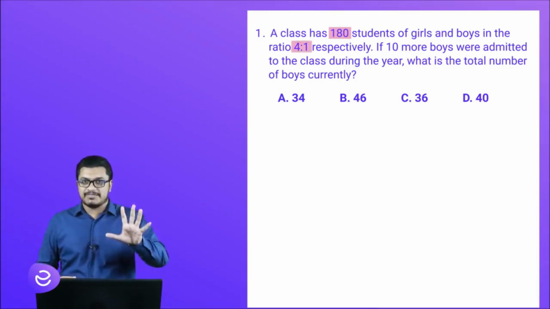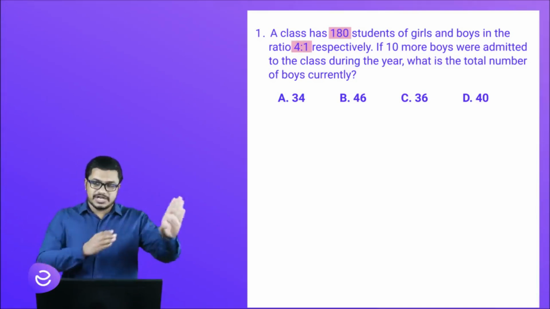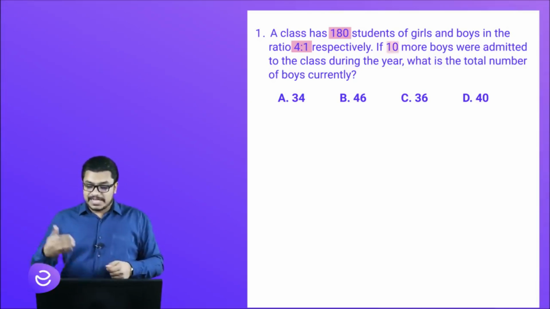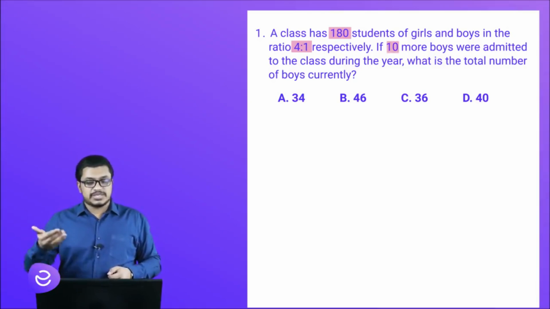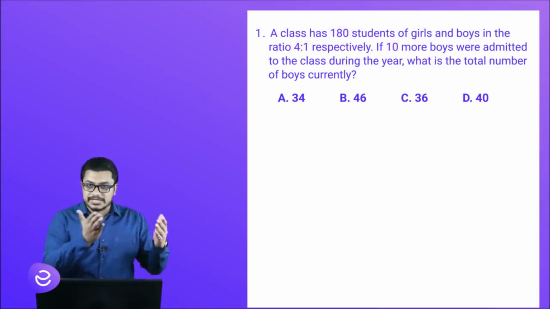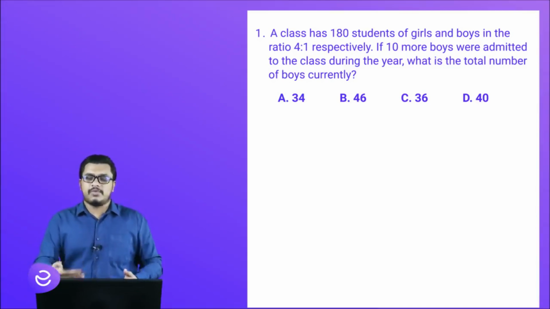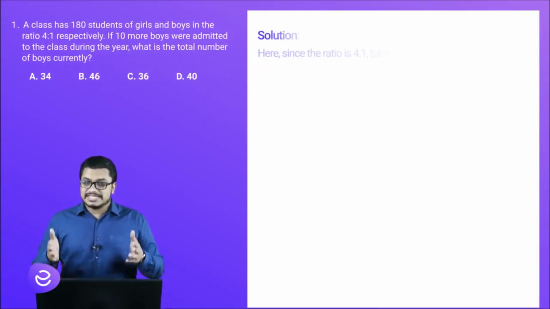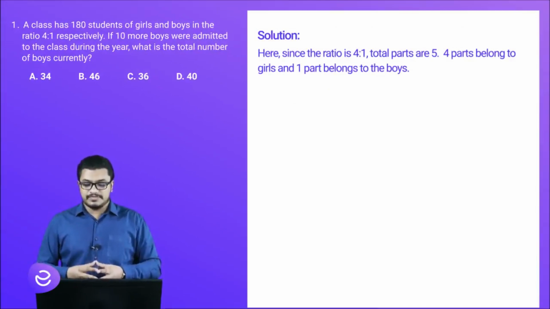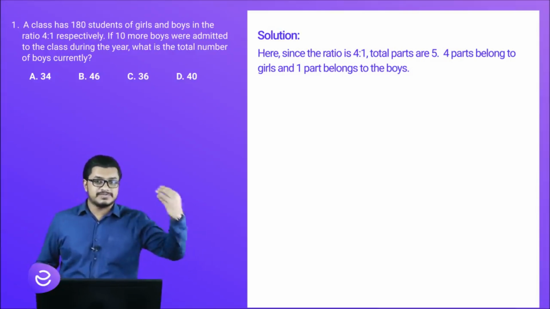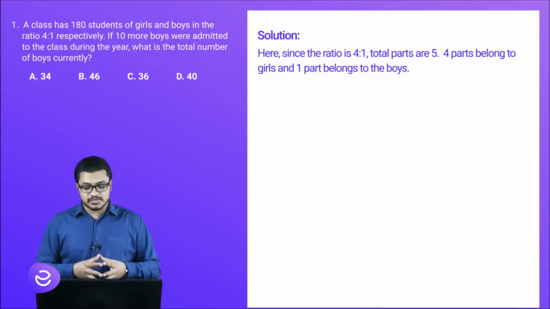So there are totally 5 parts, and 4 parts are allocated to girls and 1 part is allocated to boys. If 10 more boys were admitted to the class, what is the total number of boys? We will first find out the number of boys and then we can add 10, so that we get the number of boys currently. Since the ratio is 4 is to 1, total parts are 5. Out of the 5, 4 parts belong to girls and 1 part belongs to boys.